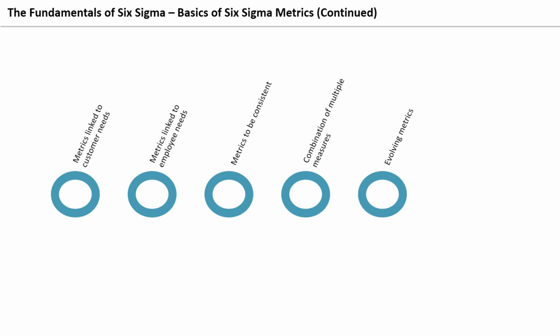Evolving metrics. Metrics should evolve as strategy and situations evolve. Research-based metrics. Metrics must have targets or goals based on research. Six Sigma improvement methods help establish improved goals.